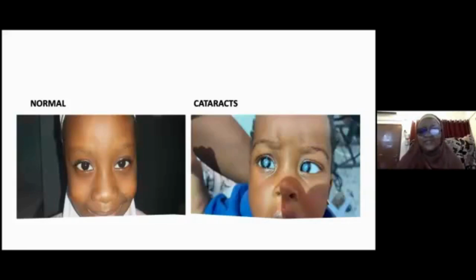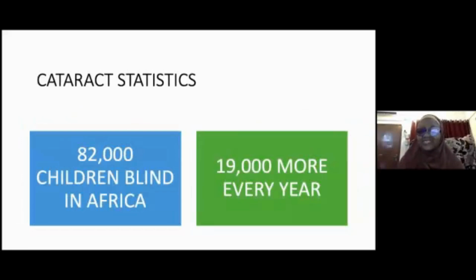Now let's get down to specific cataract statistics. And so in Africa, 82,000 children are thought to be at the current time blind from cataracts. And every year, another 19,000 added to this figure. And so this sobering statistic calls for action.